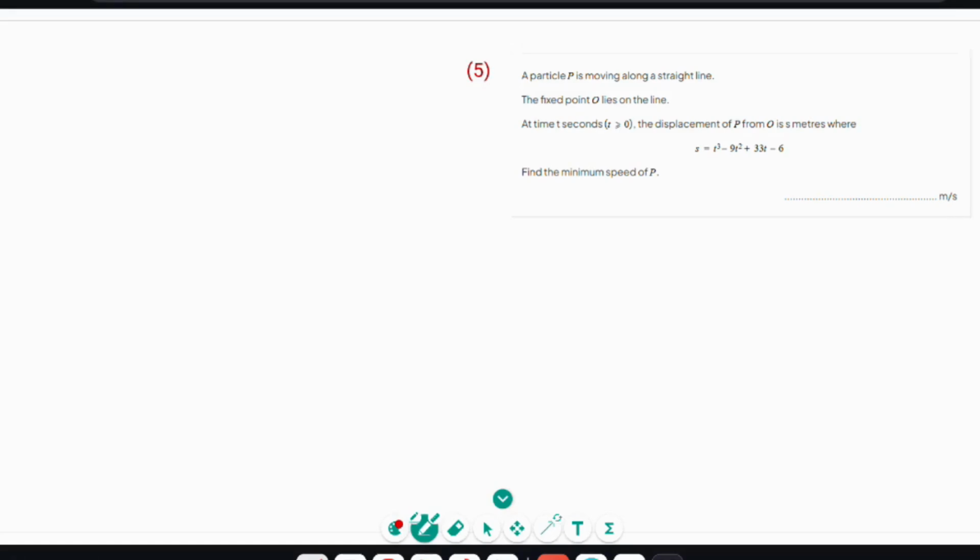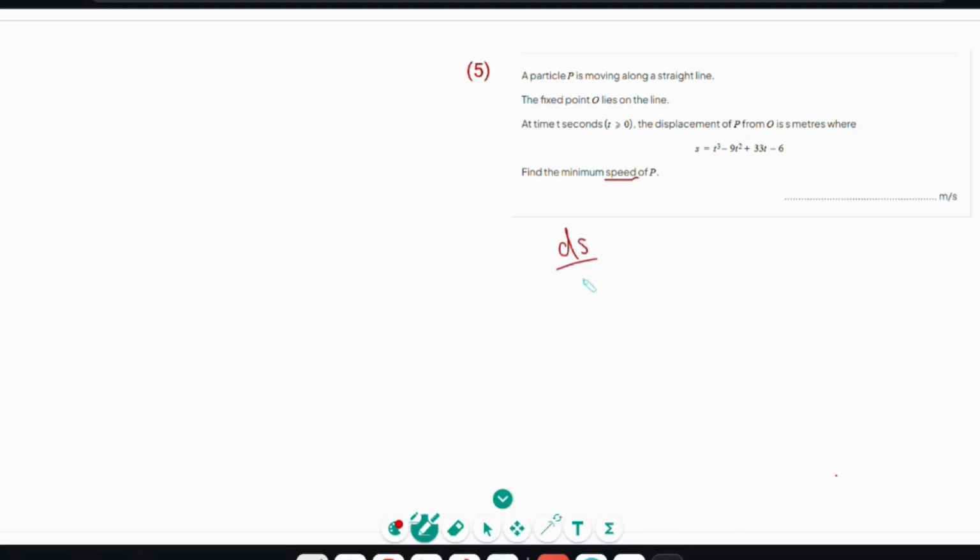Question 5. A particle P is moving along a straight line. The fixed point O lies on the line. At time t seconds, the displacement of P from O is s meters, where s is equal to t cubed minus 9t squared plus 33t minus 6. Find the minimum speed of P.